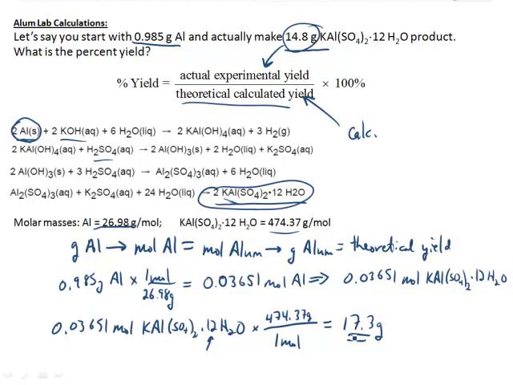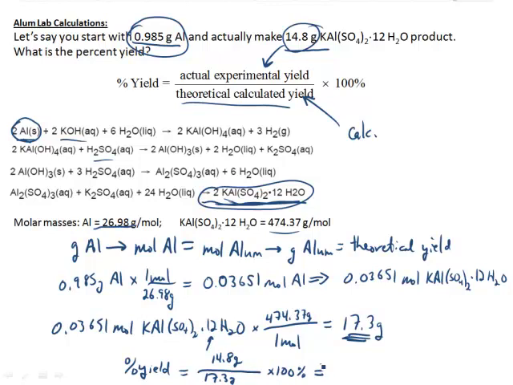Isn't that amazing that you can take less than 1 gram of aluminum, and it goes to make 17 grams, theoretically, of the alum? That's because the product has such a larger molar mass than does the reactant. So finally, the percent yield is the amount you did get, 14.8 grams, over the theoretical amount, 17.3 grams, times 100. And you put the percent on there just to put the percent on.